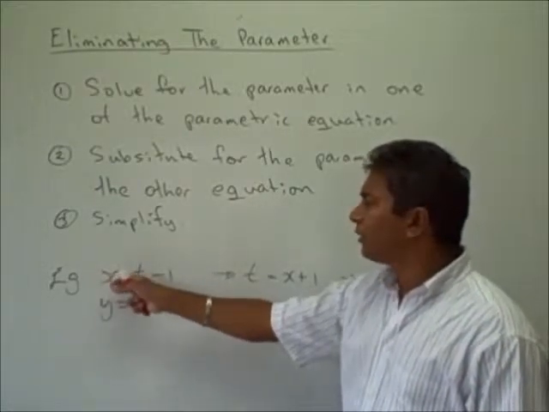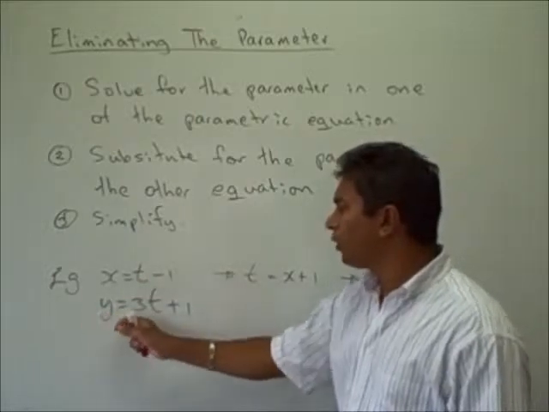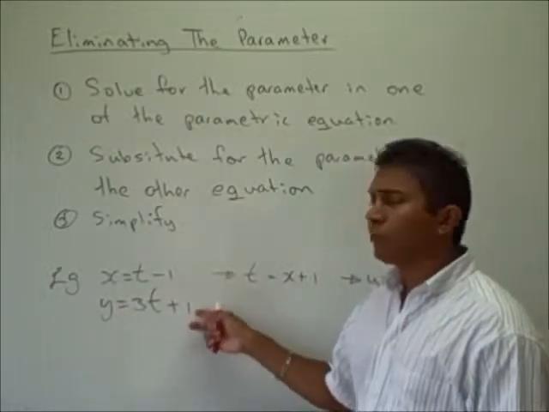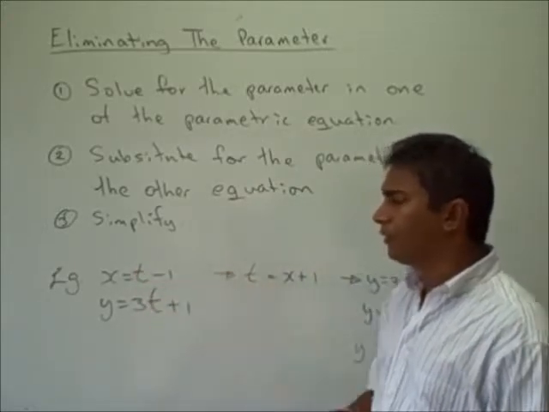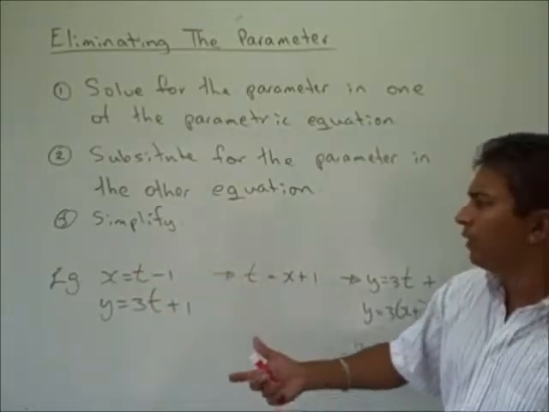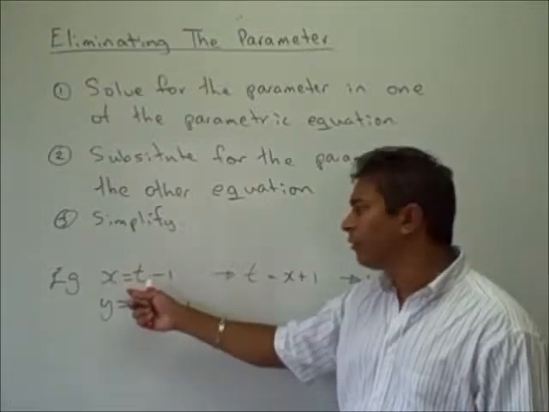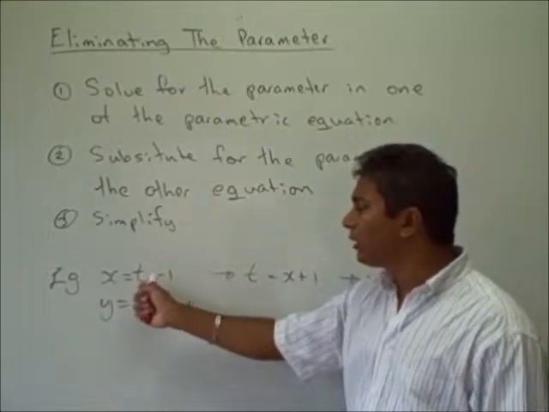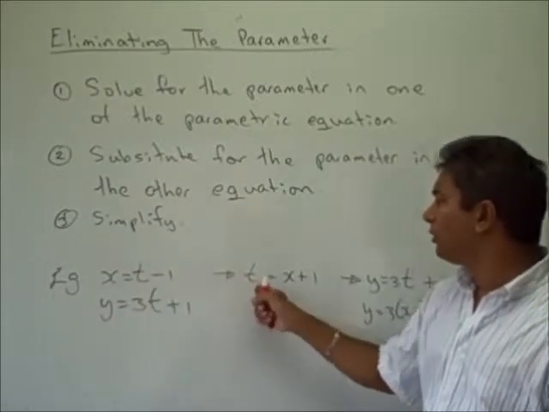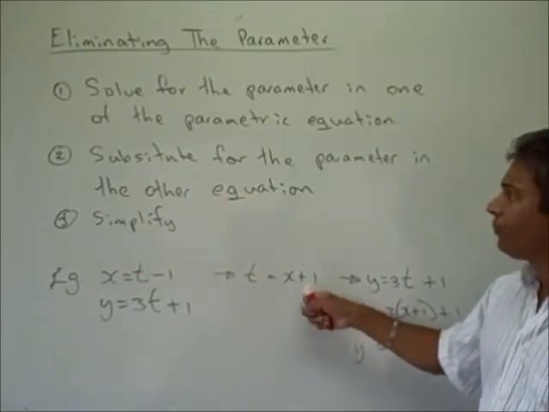So here we have two parametric equations. We have x is equal to t minus 1 and we have y is equal to 3t plus 1. So our first step would be to solve for t in either of these equations. From here we can see that it's probably simpler to solve for t in our first equation. So if we add 1 to both sides, we have t is equal to x plus 1.